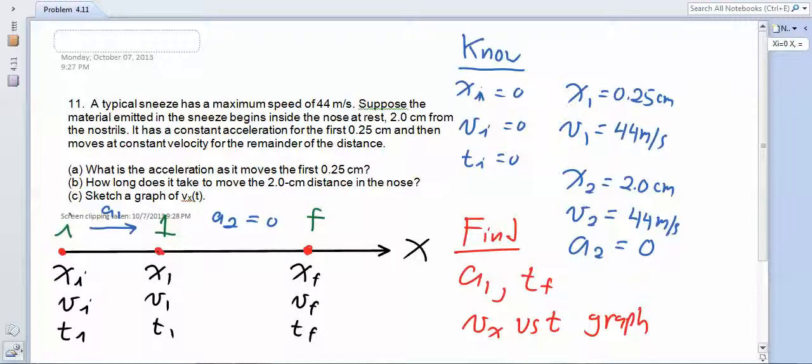I'd like to take a few minutes to work through one of the homework problems out of Chapter 4. This was on the hand-graded homework Part 2, and this is problem number 11 that has to do with a sneeze. Kind of an interesting scenario.